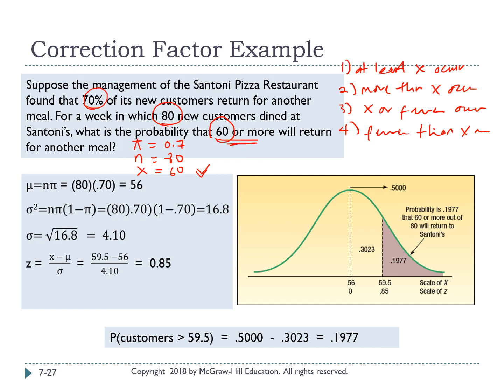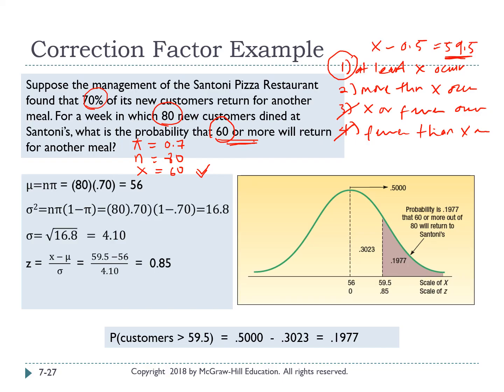So we are talking about 60 or more. It shouldn't be fewer, it shouldn't be x or fewer as well. More than x occur. So our x is 60. Are we talking about more than 60 occur? No, we are talking about 60 or more. It means not just more than 60, 60 is included. So definitely we have to use rule number 1, at least x occur, or at least 60 or more. So what is the rule here for number 1? Your x should minus 0.5. Your previous x is 60. If you minus 0.5, you should get the value of 59.5. So this is the new value for your x.